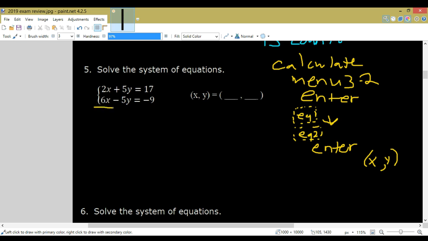So for elimination, you want to eliminate either x or y. If you just combine these two equations the way they are, the 5y's automatically cancel because 5y minus 5y is 0y. 2x plus 6x is 8x, and 17 minus 9 is 8. From there, you will divide each term by the number with x. In that case, it's 8.